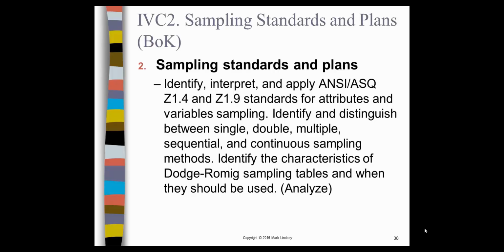Okay, the next topic, sampling standards and plans. So in the body of knowledge, they want you to be able to identify, interpret, and apply ANSI, also known as ASQ Z1.4 and Z1.9 standards for attributes and variable sampling. And be able to identify and distinguish between single, double, multiple, sequential, and continuous sampling methods. Then identify the characteristics of dodge-romig sampling tables and when they should be used. Level of cognition is analyze.